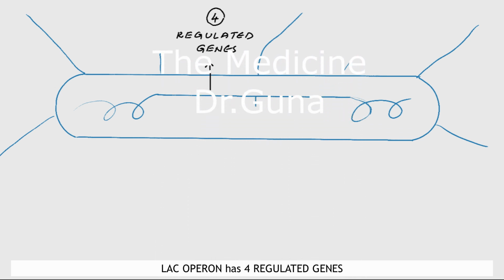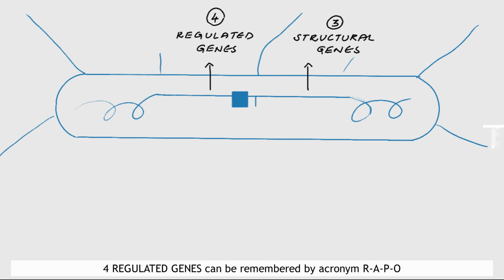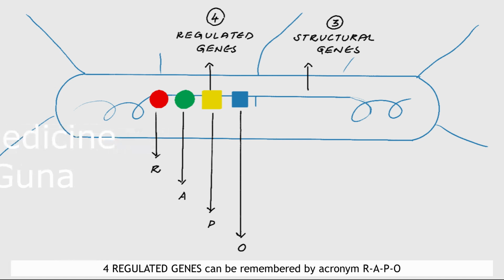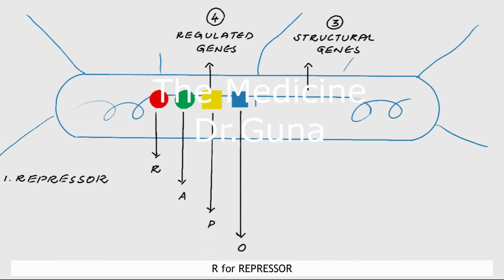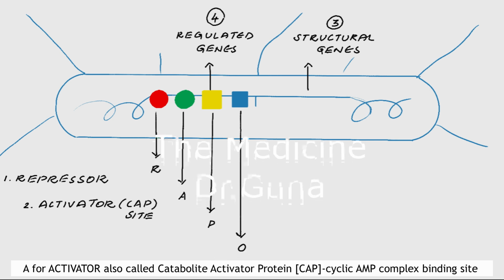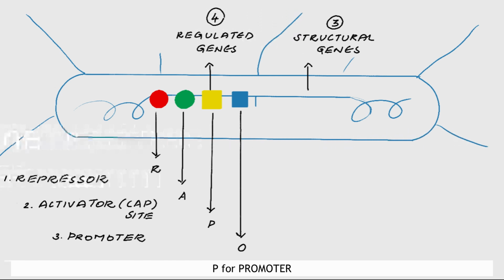Lac Operon has 4 regulated genes and 3 structural genes. The 4 regulated genes can be remembered by the acronym RAPO: R for repressor, A for activator, also called the catabolite activator protein CAP-cyclic AMP complex binding site, P for promoter, and O for operator.